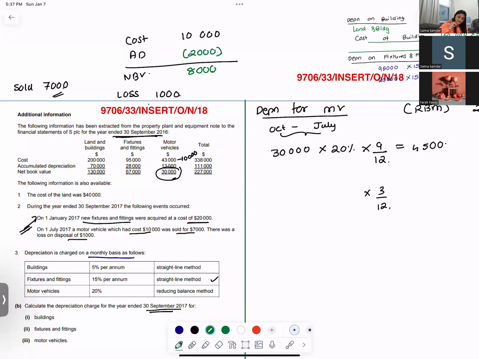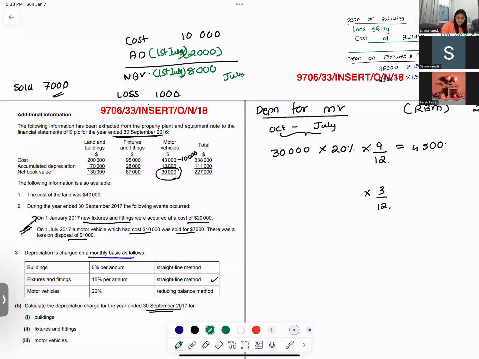This you have sold on what date? On 1st July 2020. And that means on 1st of July, when you disposed it off, you had got a loss of 1,000. So this is the net book value on 1st of July. This is the accumulated depreciation on 1st of July.